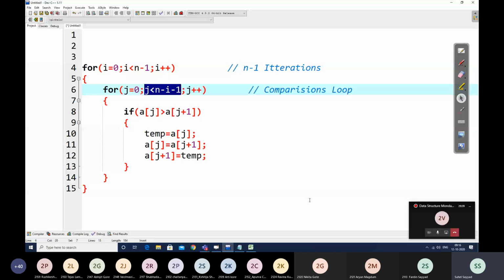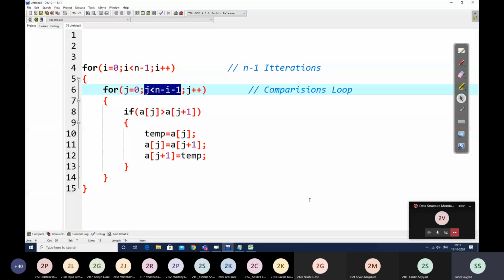Now instead of J less than n minus 1, which I had written earlier, now I am writing J less than n minus I minus 1. So my dear students, initially when we were in the first iteration, what was the value of I? The value of I was 0, right? So it didn't make any impact on the condition of J, because when I do J less than n minus I minus 1, it was J less than n minus 0 minus 1.